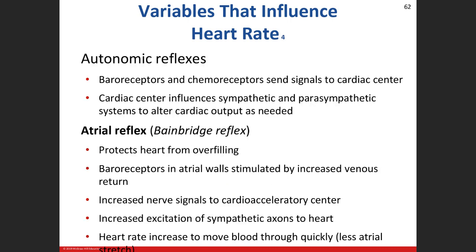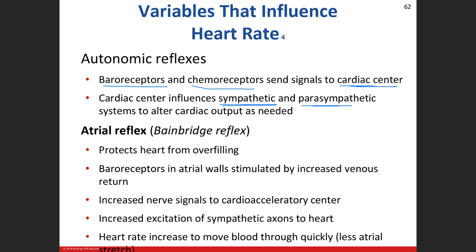So that brings me to the autonomic reflexes. We've already talked about baroreceptors and chemoreceptors. We know their role, right? Baroreceptors sense the amount of pressure in the blood. If you have high blood pressure, it's going to stimulate the baroreceptors, more pressure on the vessel walls. Chemoreceptors will tell us if you have high amounts of carbon dioxide, low amounts of oxygen. All of that is going to send messages to our cardiac center. We have the cardioacceleratory center and the cardiac inhibitory center in the medulla oblongata. And that will stimulate changes and influence input and output of the sympathetic and the parasympathetic nervous systems.